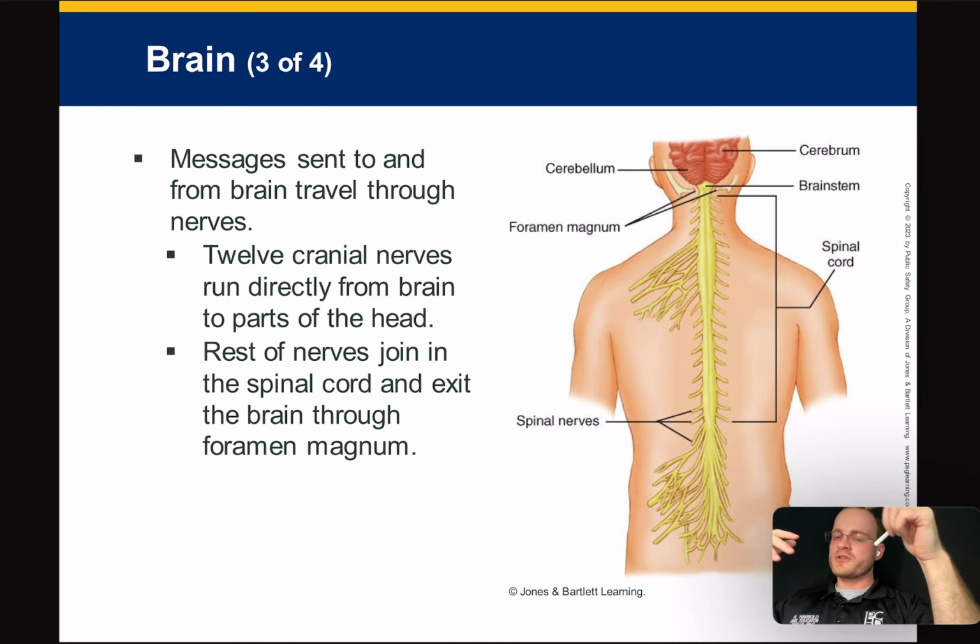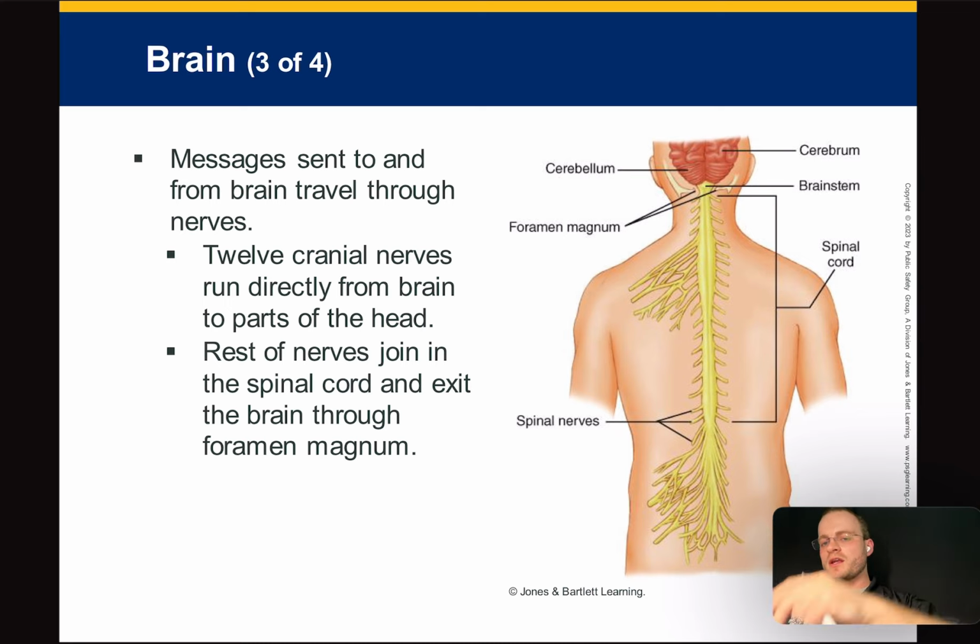So we have 12 of them. You don't need to know exactly what they are. But the reason this becomes important is we can sometimes use these in pathology, okay? And I'll explain that later on. But the rest of the nerves, with the exception of the cranial nerves, join in the spinal cord and exit the brain through the foramen magnum, okay? The cranial nerves jut off the brain stem, and then everything else juts off the spinal cord itself, like the spinal cord proper, right?